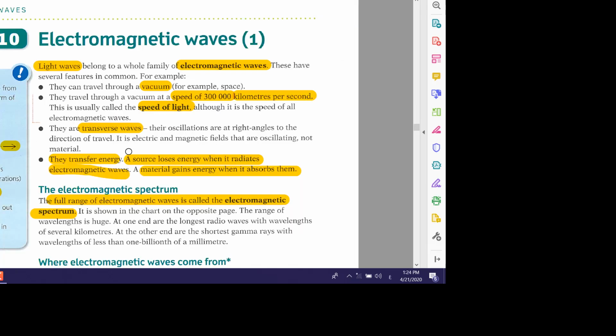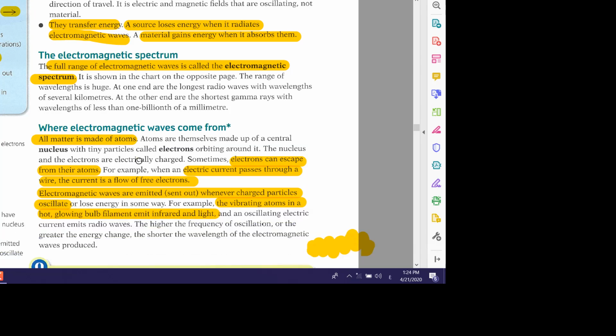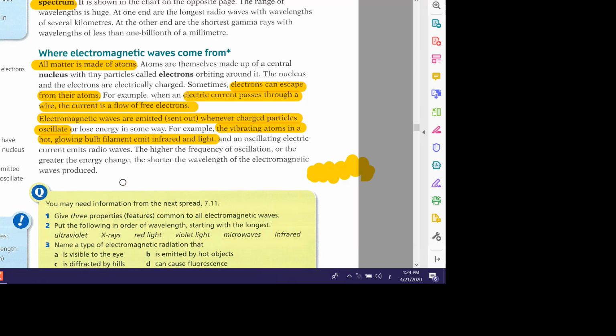Now, why do we have different wavelengths? It's because of the energy. For example, the higher the frequency of oscillation, or the greater the energy change, the shorter the wavelength will be. So when the change in energy is greater, the wavelength will be shorter.